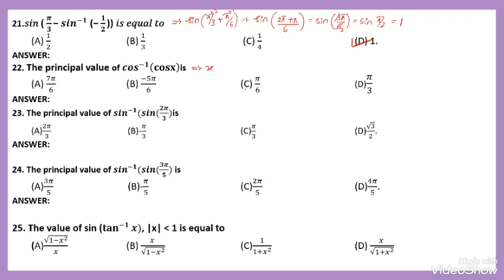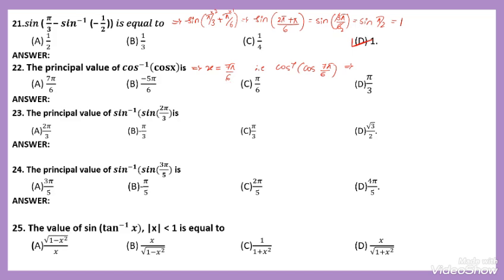But here there are some values. In place of x, I have to take the value 7 pi by 6. That is cos inverse of cos 7 pi by 6. What is the principal value for this? Here we have the principal value for the cos inverse function, so make 7 pi by 6 in the form of the domain, in the range 0 to pi.